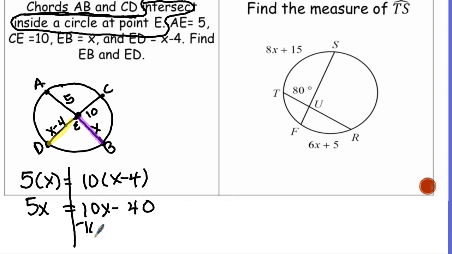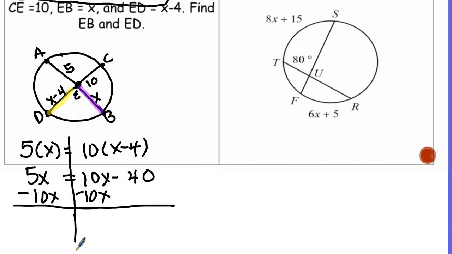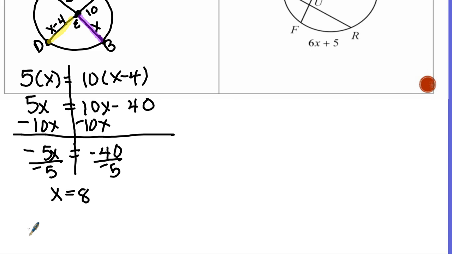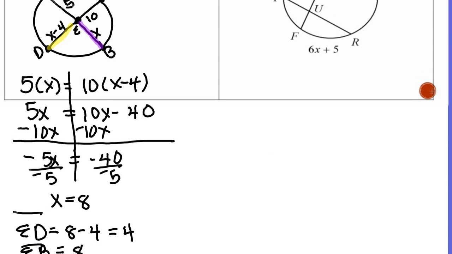My x is on the wrong side, so I'm going to minus the 10x. Negative 5x equals negative 40, divided by negative 5, x equals 8. So now that we found x, let's go and find EB. And you need to make sure you answer the question. ED is going to be 8 minus 4, so that one's going to be 4. And ED, and then EB, and make sure you put segment on top of that, and that equals just 8. And you got it. Okay, let's go to the next one.